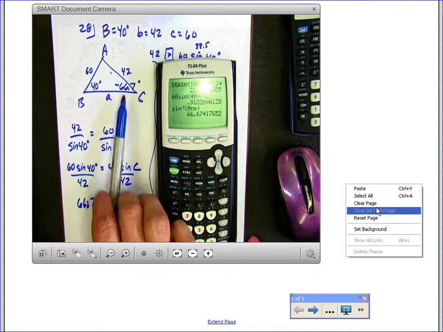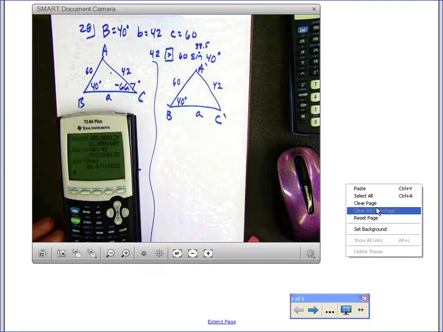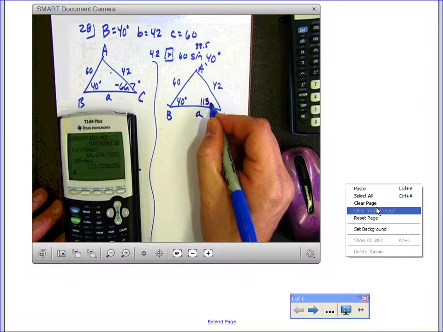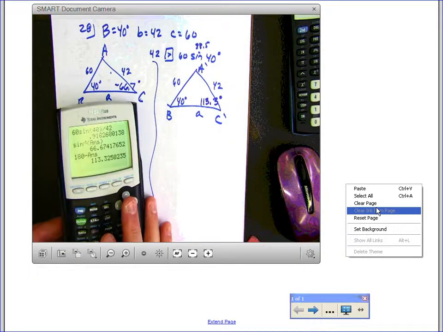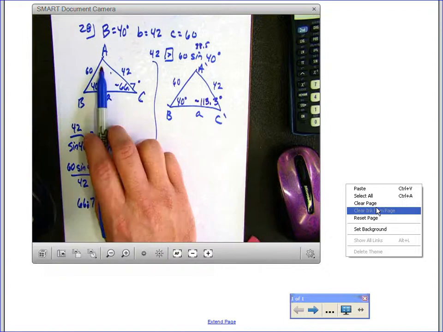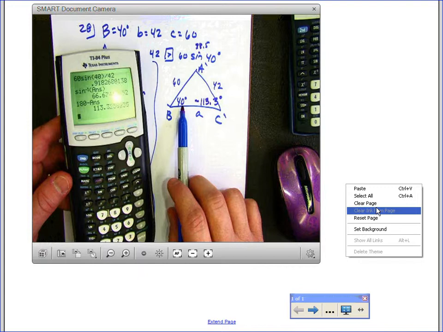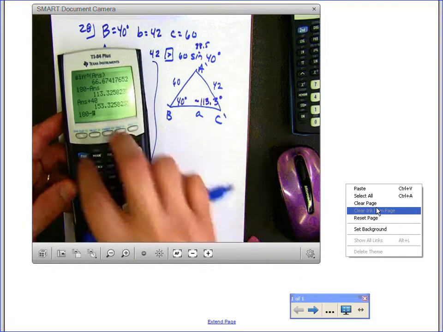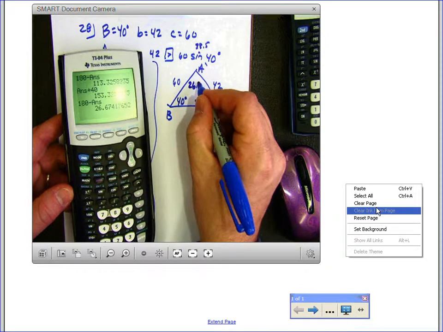Right now, so once I get this one, immediately find C prime by taking that out of 180. So 180 minus that, and that gives me C prime over here. It's 113.3 degrees. All right. Now, we can find both angle A's. We do 113.3 plus 40, and then subtract that from 180. So 26.7 degrees there.